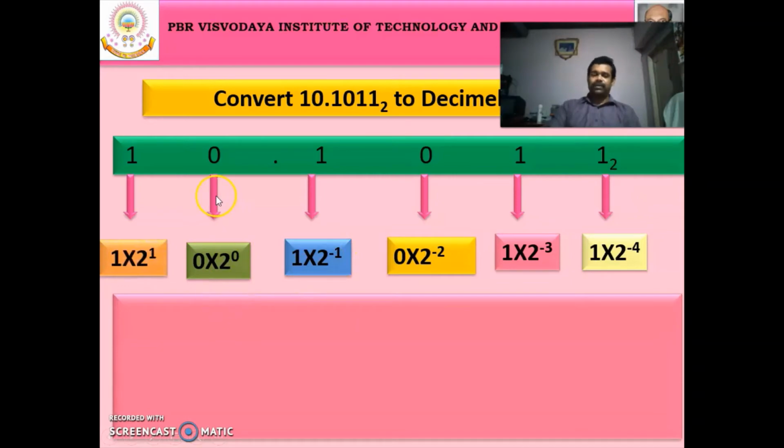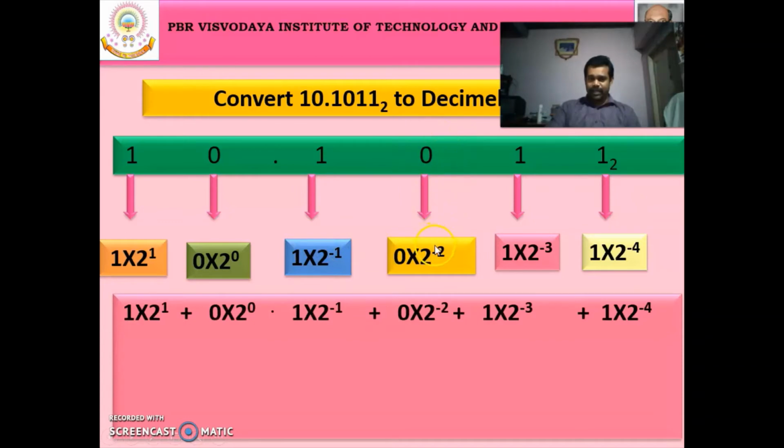So first you have to start from this point. This is the fraction part. In the fraction part, the first position has the positional weight 2 to the power minus 1, the second position has 2 to the power minus 2, the third position has 2 to the power minus 3, and the fourth position has 2 to the power minus 4. And this is the whole number part. The whole number part, similar to the previous problem, is 0 into 2 to the power 0, 1 into 2 to the power 1. After that, we add the whole number part separately and the fraction part separately.